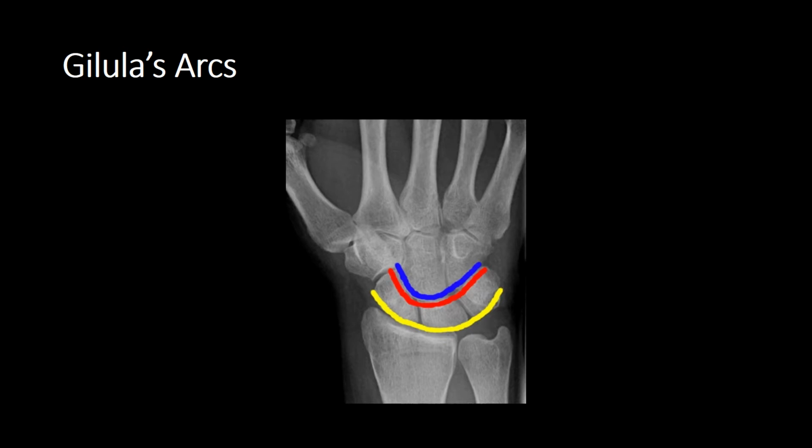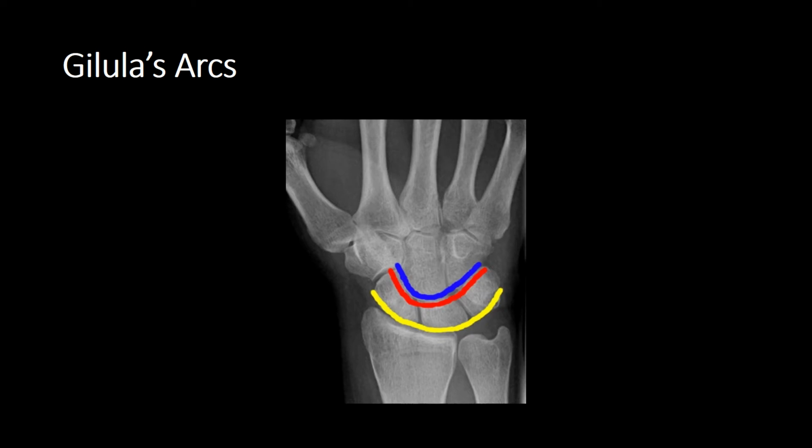So we use Gilula's arcs to help us to evaluate carpal alignment. So the first line we draw along the proximal articular surface of the proximal carpal row. So therefore you're drawing a line along the proximal articular surface of the scaphoid, the lunate and the triquetral. Your second arc is drawn along the distal articular surface of the proximal row. So you're drawing a line along the distal articular surface of the scaphoid, the lunate and the triquetral.